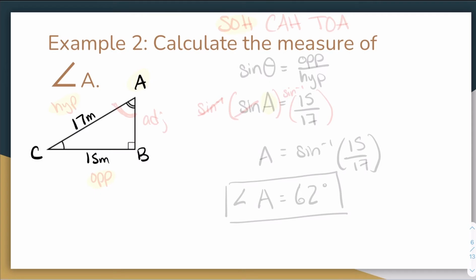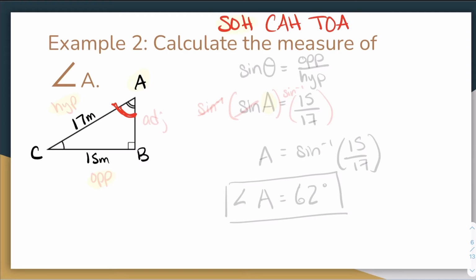Let's try another example. This time, we're going to find the measure of an angle, angle A. I'll start by just labeling the angle I want to find. That will be my reference angle. Now, I know I'm dealing with an angle and a side, and it is a right triangle, so I can use my SOHCAHTOA, or my primary trig ratios.